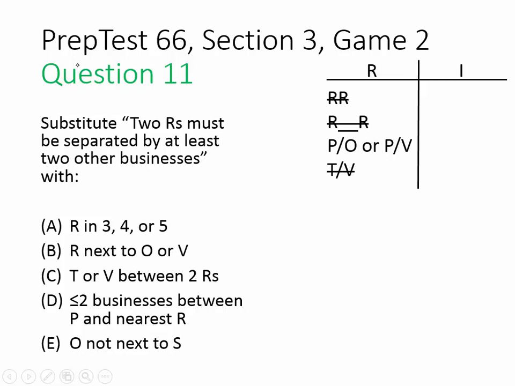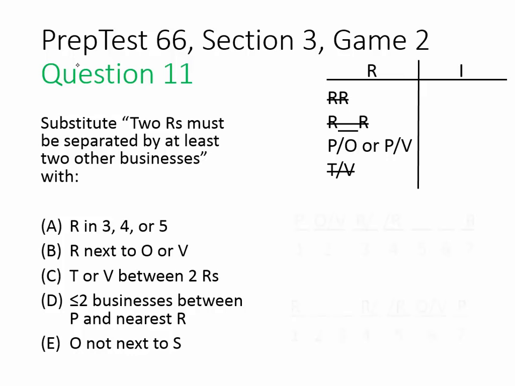Prep Test 66, game number 2, ends with question 11. It's a substitution question. They want us to remove the rule that states that at least two businesses must separate the two restaurants, and place a new rule in that creates the exact same results.